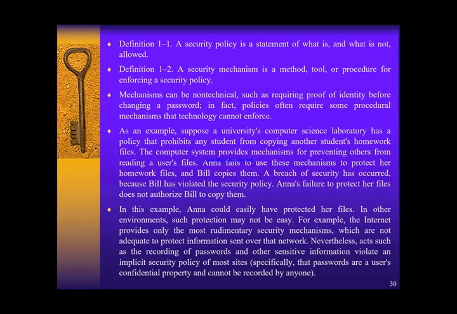In this example, Anna could easily have protected her files. In other environments, protection may not be easy. For example, the internet provides only the most rudimentary security mechanisms, which are not adequate to protect information sent over the network. Nevertheless, accesses such as the recording of passwords and other sensitive information violate an implicit security policy of most sites, specifically that passwords are users' confidential property and cannot be recorded by anyone.